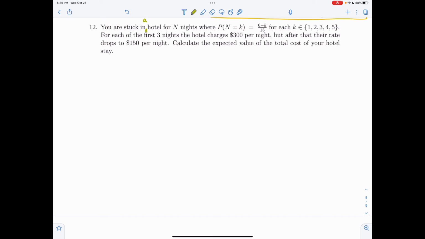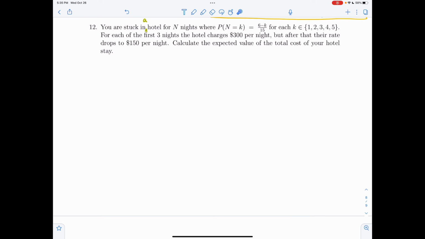Okay, so let's see what you have. You're given the probabilities of being stuck for k days. According to this, the probability of being stuck for anything bigger than 5 is 0, and the probability of k equaling 0 is 0. You're either stuck for 1, 2, 3, 4, or 5 days.